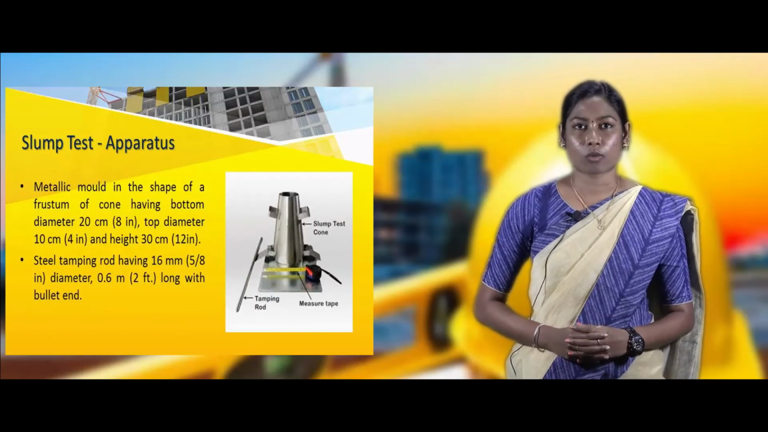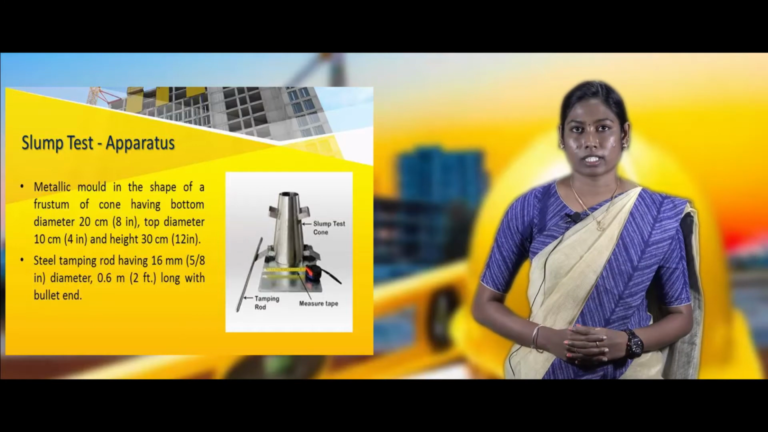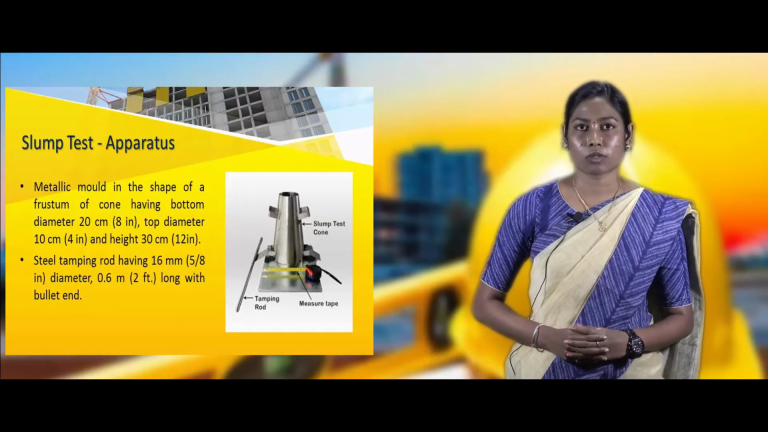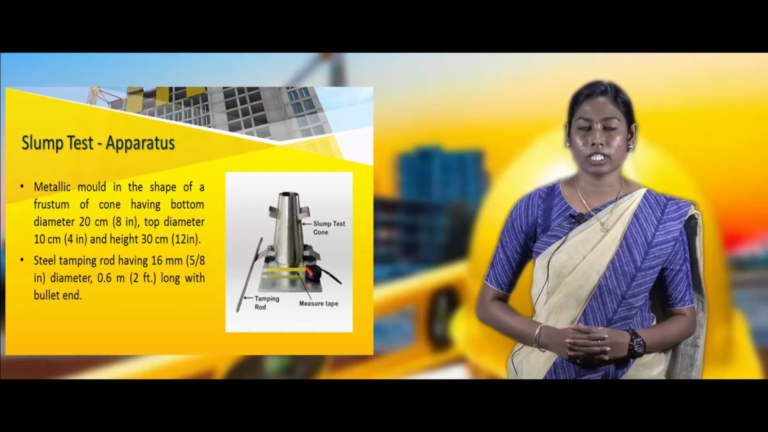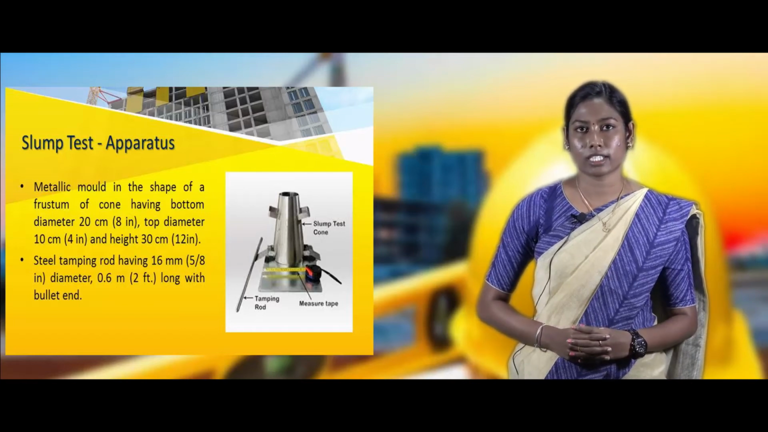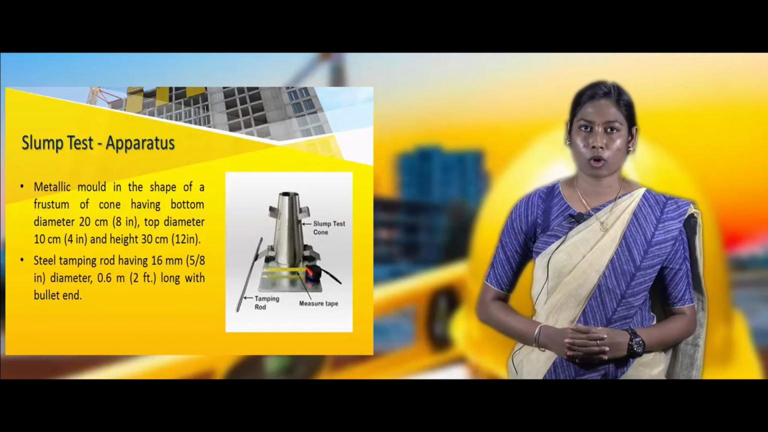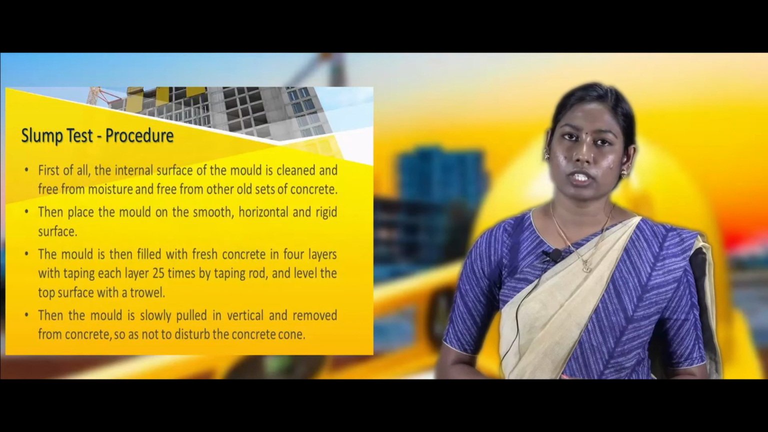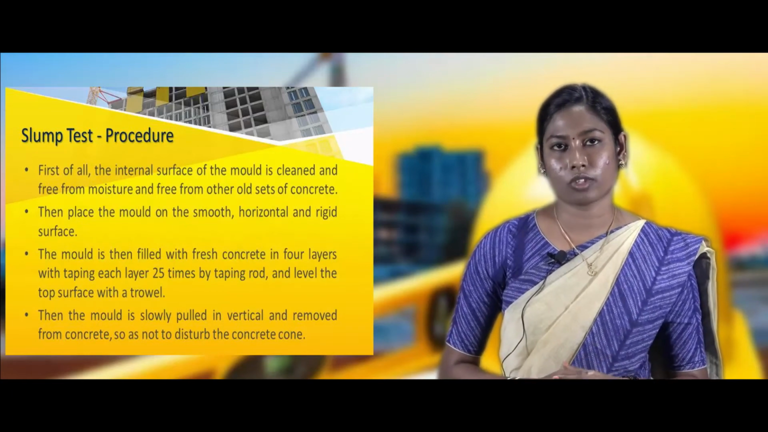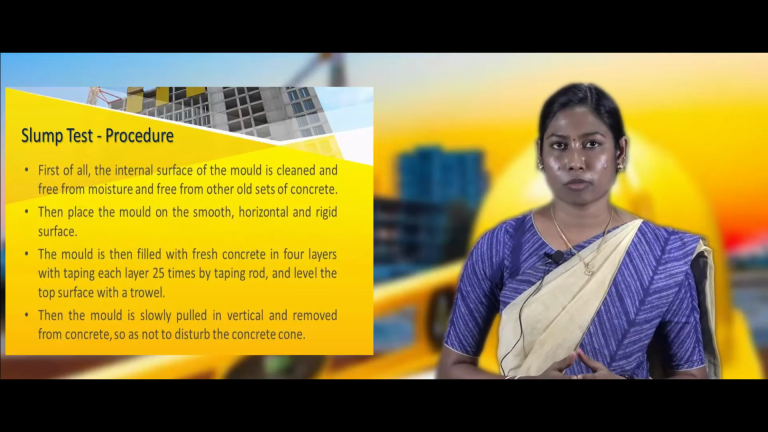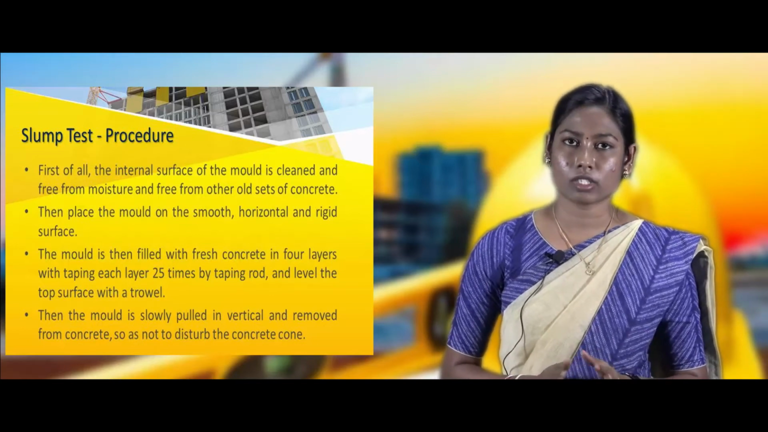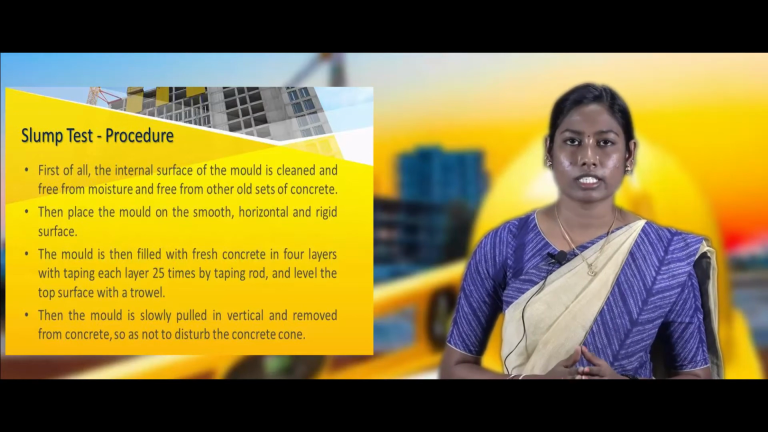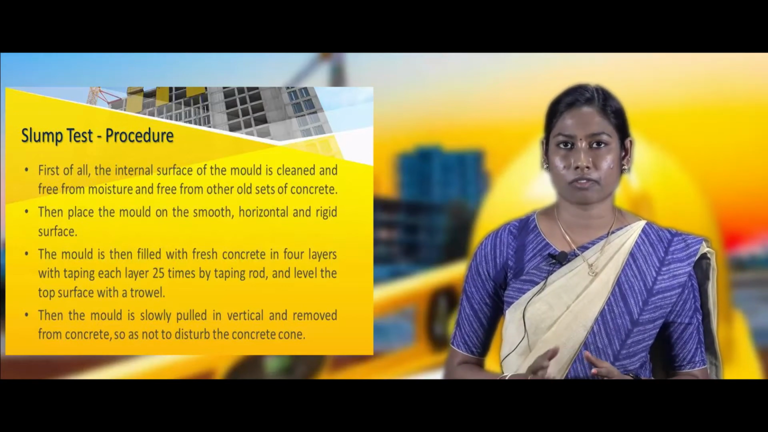Let's see the apparatus required to conduct the slump test. A metallic mold in the shape of a frustum cone, of height 30 cm, bottom diameter 20 cm and top diameter 10 cm, and a steel tamping rod of 16 mm diameter and 2 feet long. Let's see the procedure to conduct the slump test. First of all, the internal surface of the mold is cleaned and kept free from moisture. Then the mold is placed on a smooth, horizontal, rigid and non-absorbent surface.